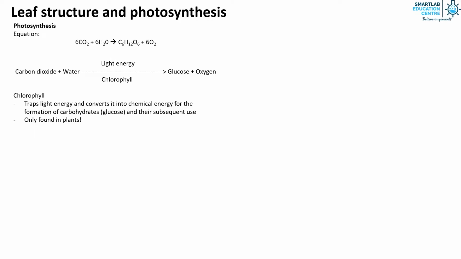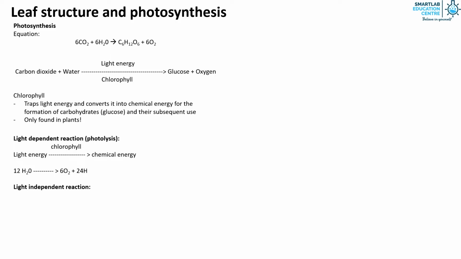Photosynthesis can be further split into two sub-reactions, the light-dependent and light-independent reactions. In the light-dependent reaction, also known as photolysis, light energy is converted into chemical energy. Light is used to convert water to oxygen and hydrogen as shown in this equation. In the light-independent reaction, as the name suggests, light is not needed in this step. The hydrogen from the light-dependent reaction reacts with carbon dioxide to give glucose and water as shown in the equation.